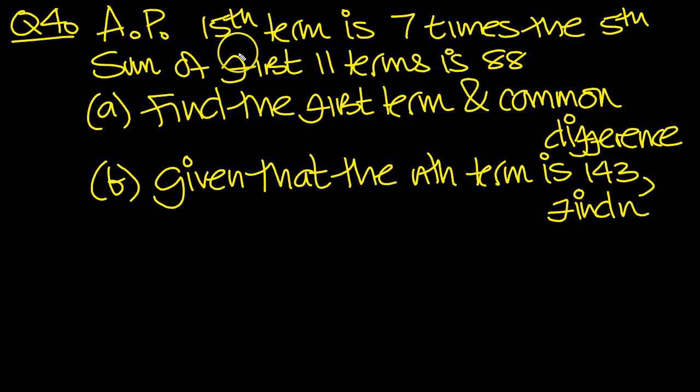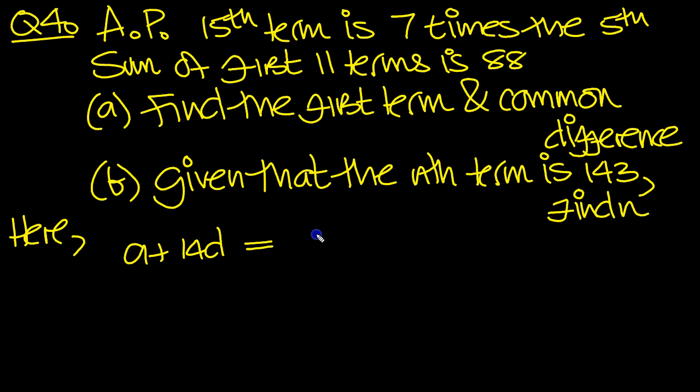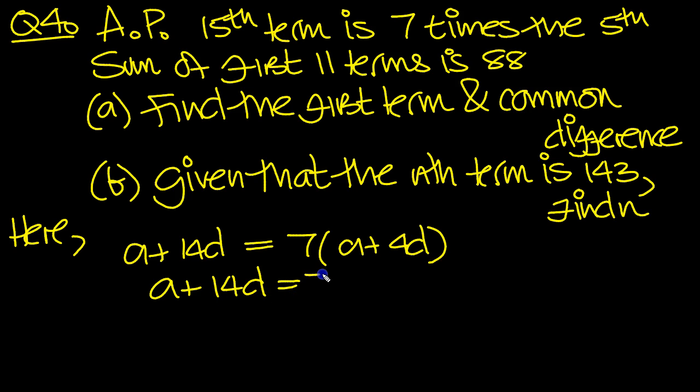Okay, so I've got all the information here then. The 15th term is 7 times the 5th term. So the 15th term of an arithmetic progression would be a plus 14d, wouldn't it? That's 7 times the 5th term, and the 5th term is a plus 4d. So that's our first piece of information. We've got a plus 14d is equal to 7a, expand the bracket, plus 7 4s are 28d.